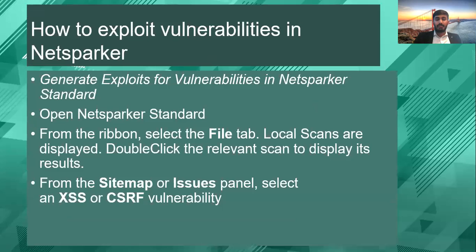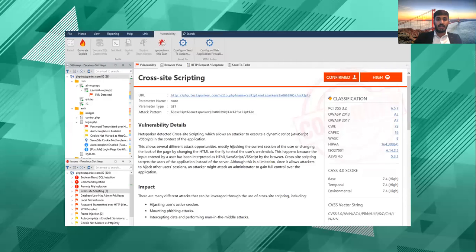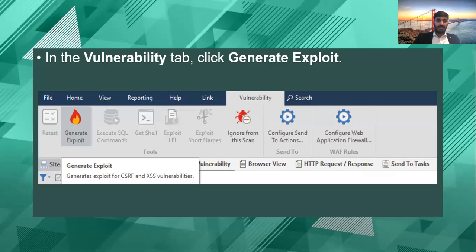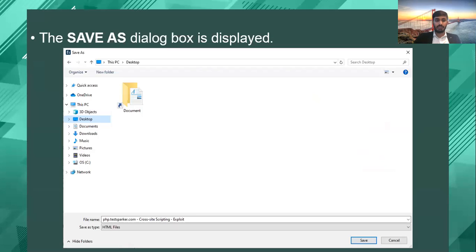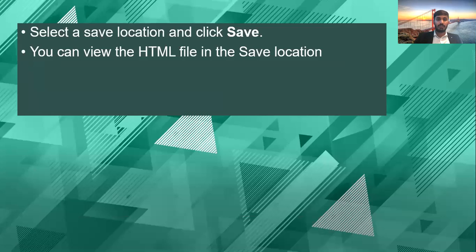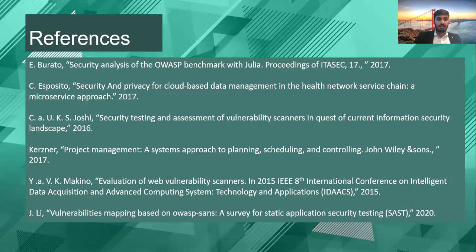Then I will tell you about the vulnerabilities in Netsparker and how we can exploit them. We have to generate exploits for the vulnerabilities in Netsparker Standard. We open Netsparker Standard, and from the sitemap and issues panel we select the XSS and CSRF vulnerability, as you can see in this screenshot. We select the vulnerability, then click generate exploit, save it, choose the save location, and we can view the HTML file in the save location. And these are the references.